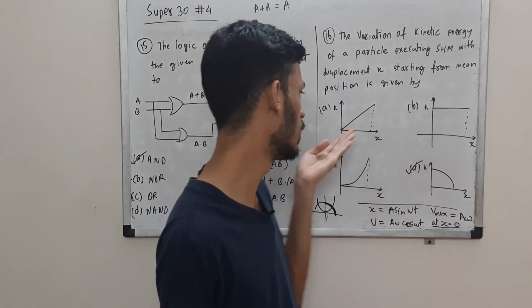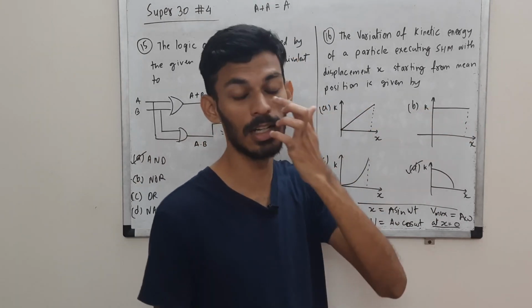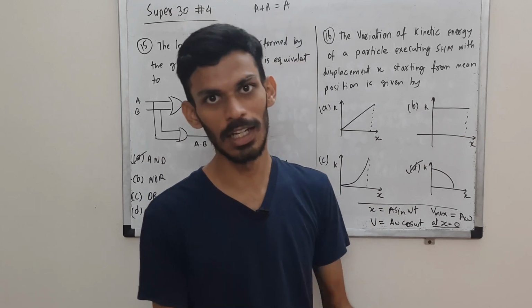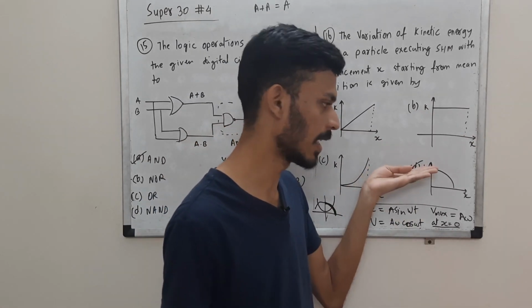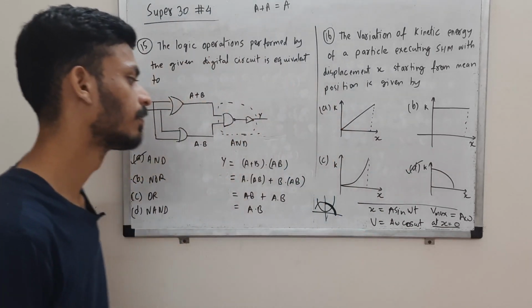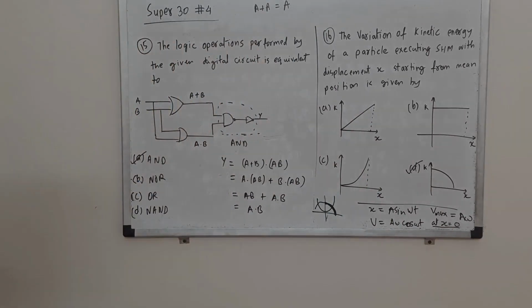This is constant. Here it is 0 at x equal to 0. So these are eliminated. This is constant. It can't be constant because potential energy is varying. Kinetic has to vary in order to keep the total energy constant, right? So it has to be maximum at the mean position and then fall down. So that is our correct choice. Over to the next one.